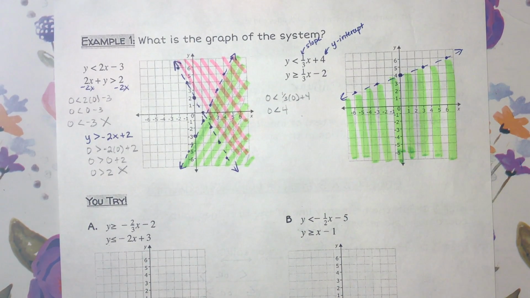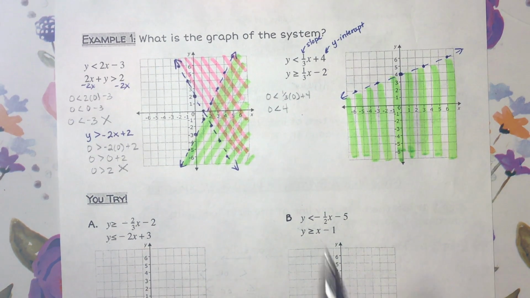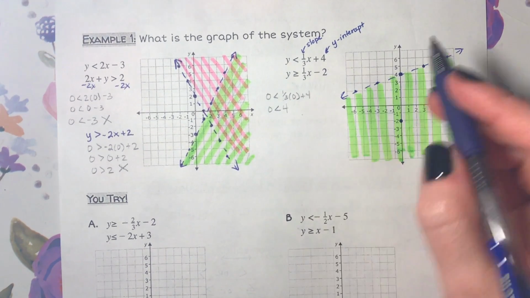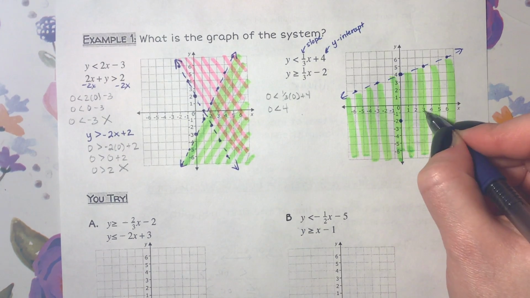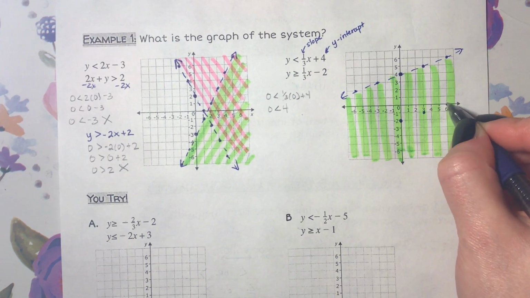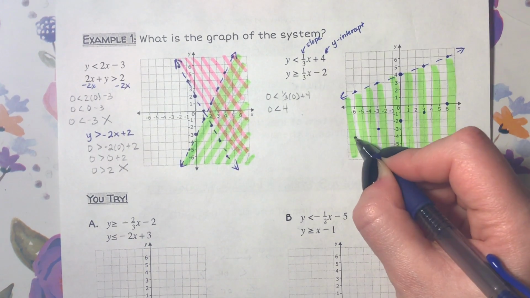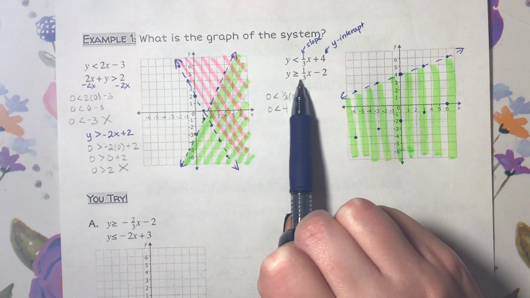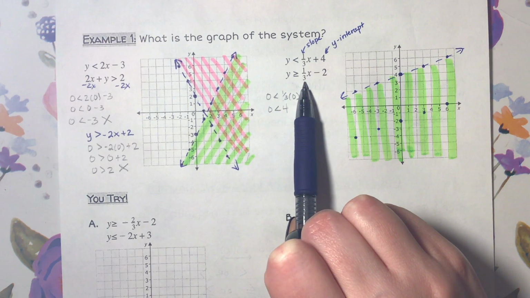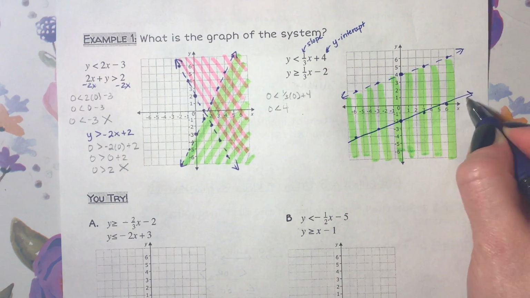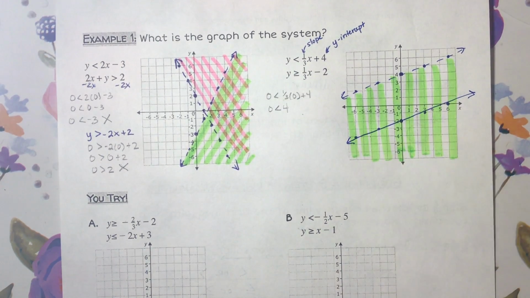Okay, now let's graph my second inequality. Y-intercept is -2. Slope is 1/3, so up 1 over 3, or down 1 to the left 3. It is going to have a solid line because it is greater than or equal to.